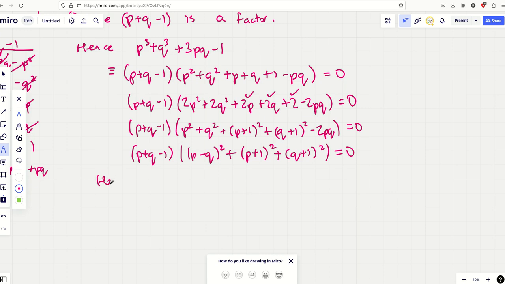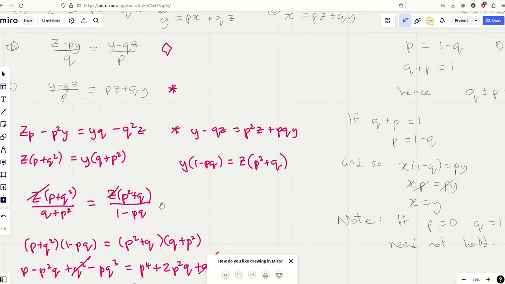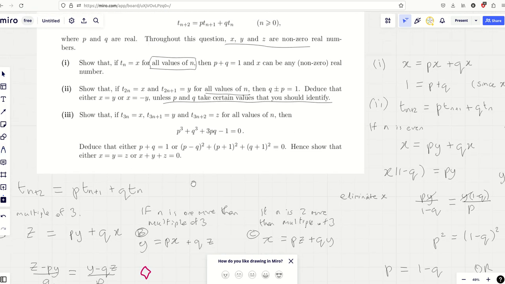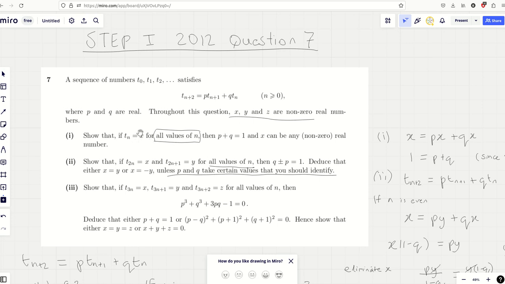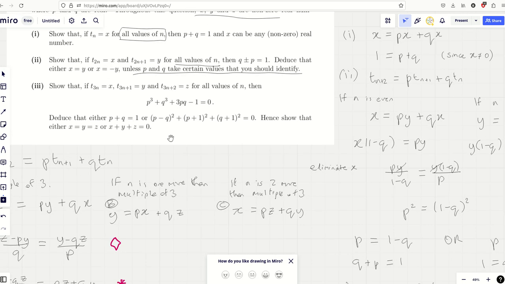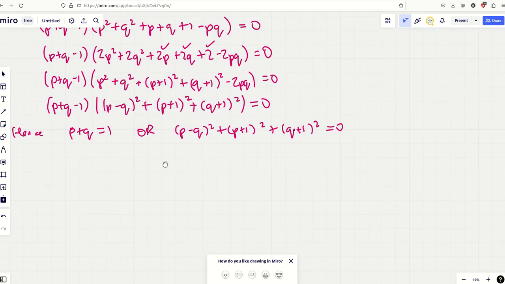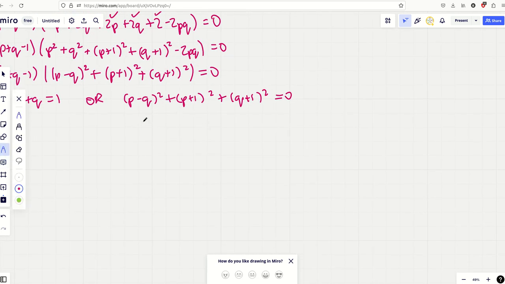And now I can say, hence, p plus q equals 1, or p minus q squared plus p plus 1 squared plus q plus 1 squared equals 0. Yeah. Now, this one, I mean, I think it's just obvious. Didn't we prove that in the first part, that if p plus q equals 1, then, you know, all the values of x will be the same? Like, well, I suppose we need to be a little bit more careful. I might prove that one in a second. I'm going to look at this one first, though, and point out this only holds.